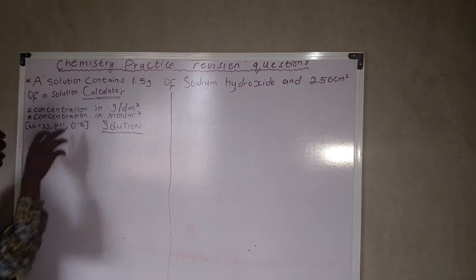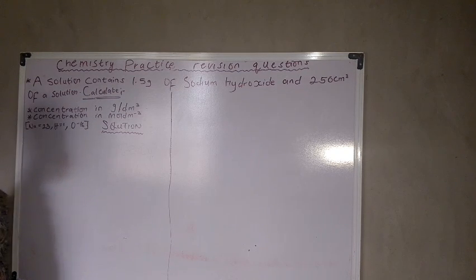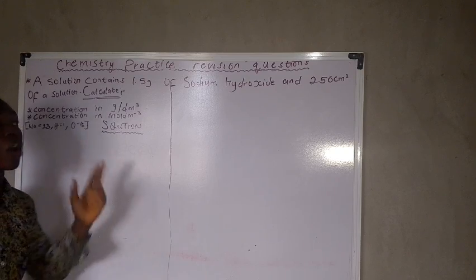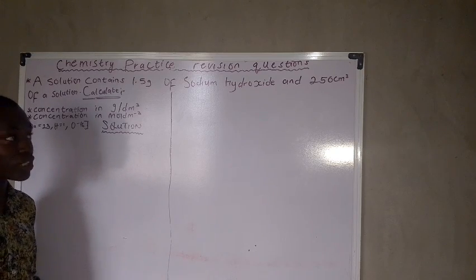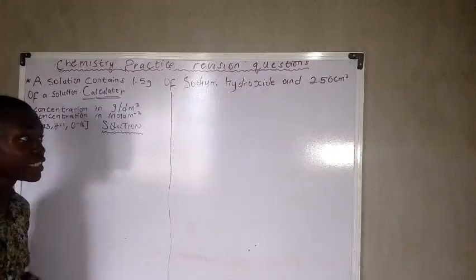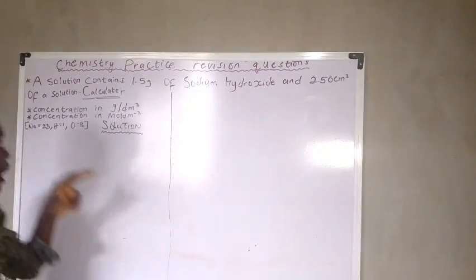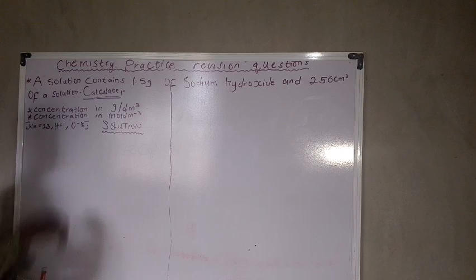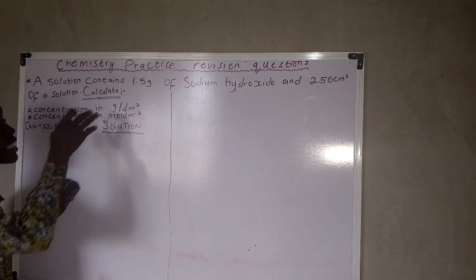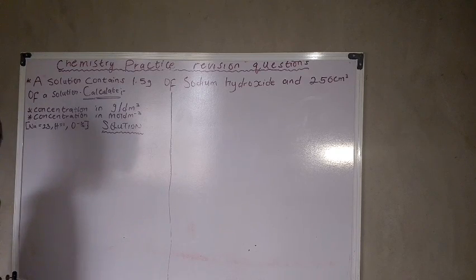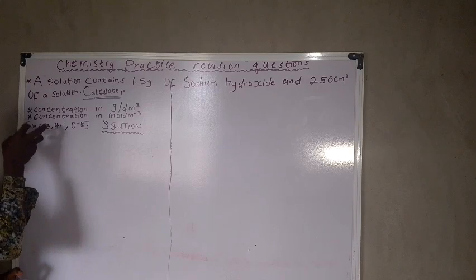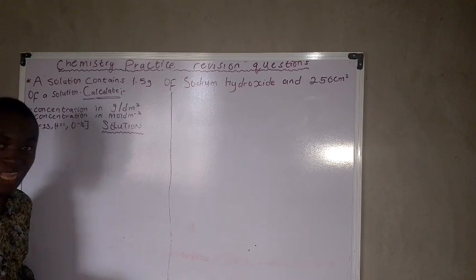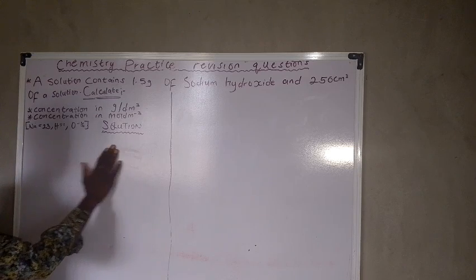Now we have a solution that contains 1.5 grams of sodium hydroxide in 250 centimeter cube of solution. We have to calculate the concentration in grams per dm cube, and also the concentration in moles per dm cube. Now moving on to our solution.